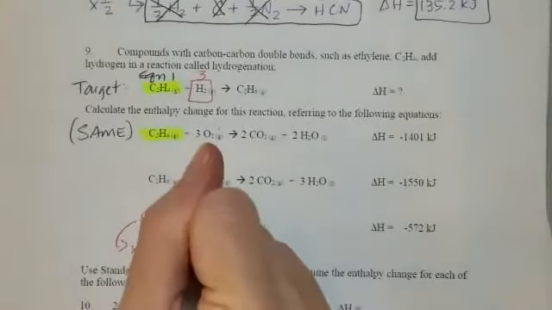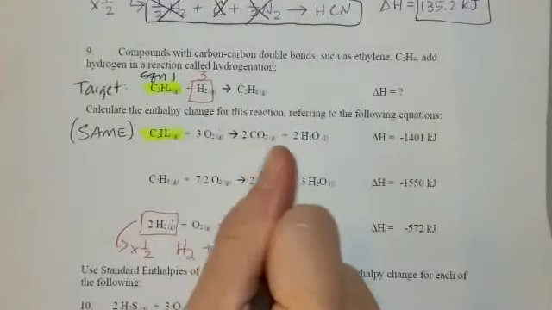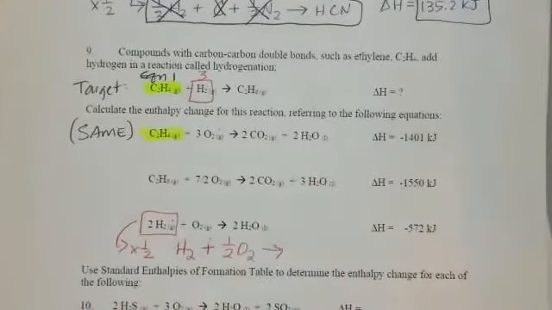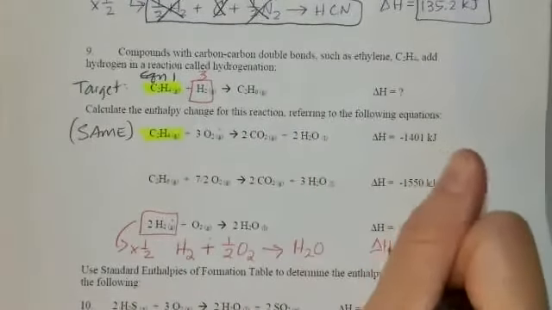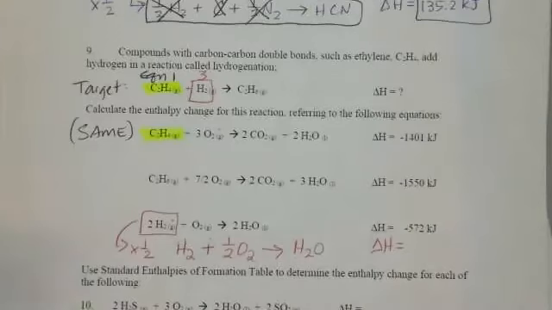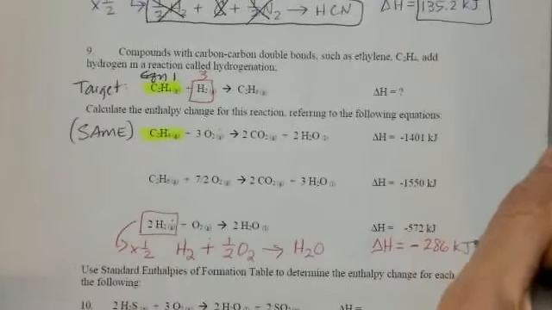So instead of 2 hydrogens, I'm only going to have 1. Instead of 1 oxygen, I'm going to have a half. And on the product side, instead of 2 waters, I'm only going to have 1. And I'm going to also do that with my delta H. I'm going to take that 572 and cut it in half. Keeping the negative, it would be negative 286 kilojoules.